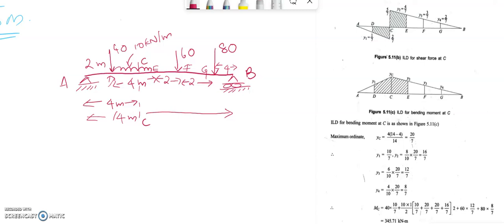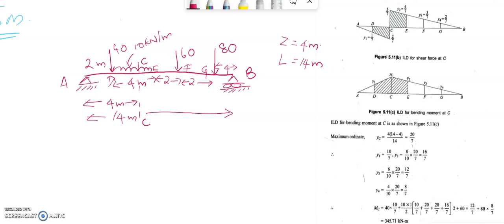Clear? Now just start to do this problem, just draw down the problem. What you need to know is, here your section is at C, right? From before we have studied that the distance of the section is marked as Z. So you have Z as 4 meter. Clear? Then your other notation is L as 14 meter.